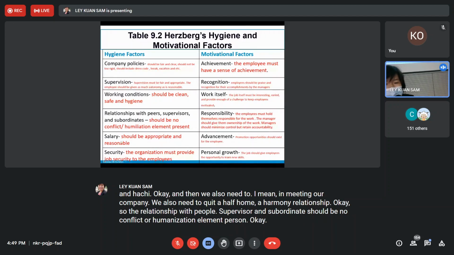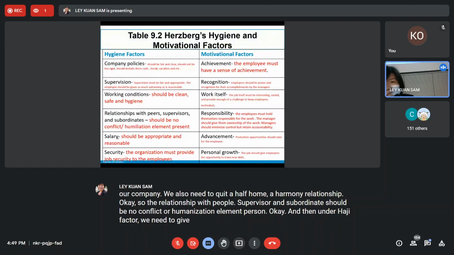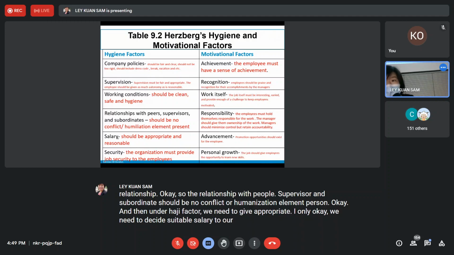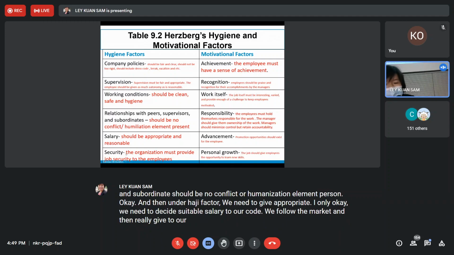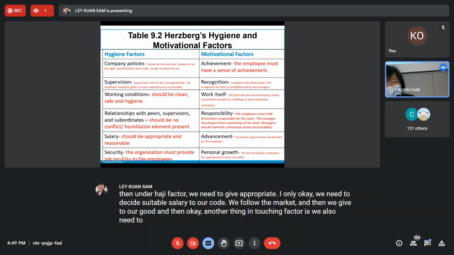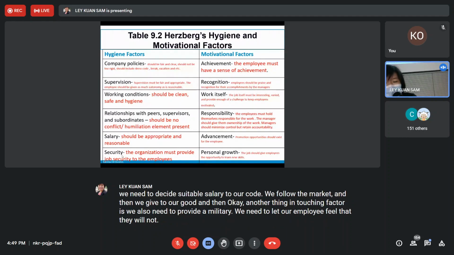Under hygiene factors, we need to design a suitable salary for our workers. We follow the market rate and then give it to our workers. Another thing in hygiene factors is that we need to let our employees feel that they will not get laid off easily. They will not lose their job easily.